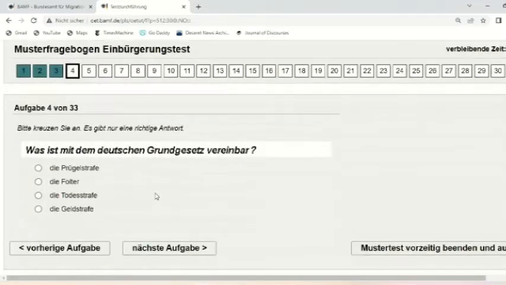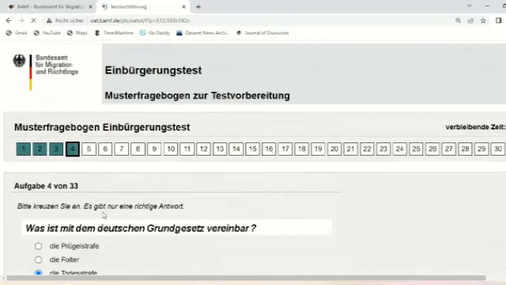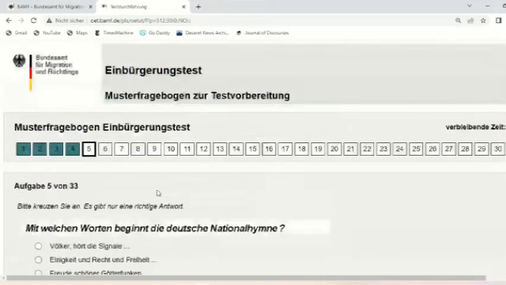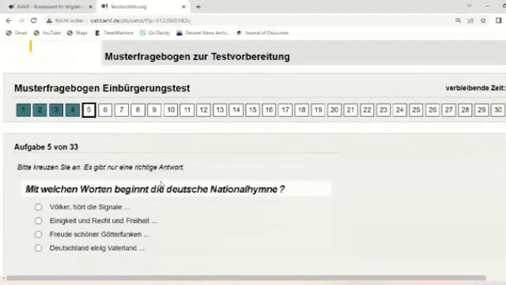Question 4. What is in unity with the German Constitution? Now, I wasn't sure if I understood the question. The possible answers are the beating penalty, torture, the death penalty, or the fine penalty. Since I wasn't sure of the answer, I thought they might just mean which of these was mentioned in the Constitution, and I did know that the death penalty has been outlawed, so I guessed that one.